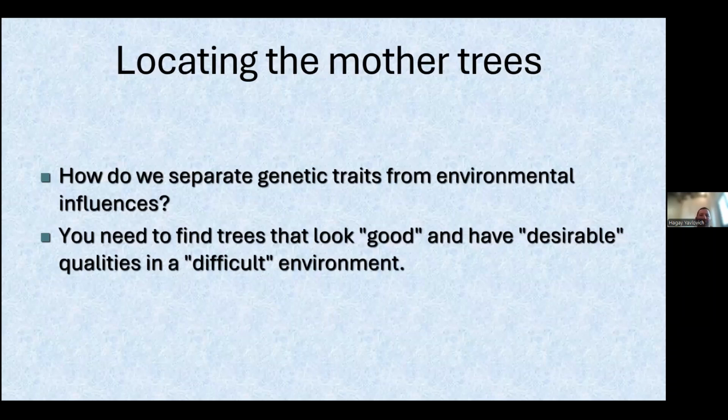Or for example, if you have 2 trees and one is growing along the river and one is on top of the hill, of course, I will want to take the seeds from the tree that grows on top of the hill, because this tree has no water, and the tree growing along the river has water. For the tree growing along the river, I don't know if this tree is big because of its genetics or because of the environmental condition. But the tree that grows on the hill is probably good because of its genetic traits.